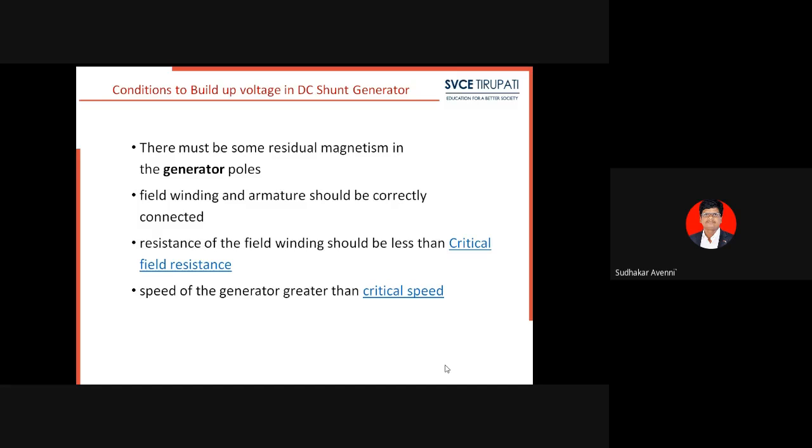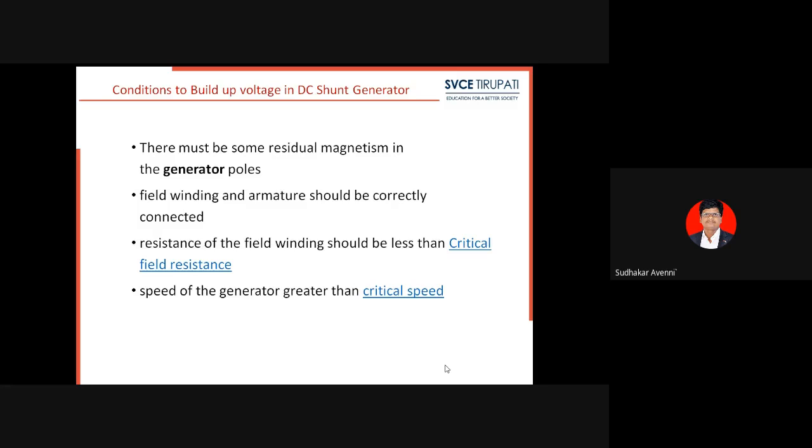And sometimes we may be asked in a question, what are the conditions that fail to build up the voltage? For that reason, again, these four conditions: there is no residual magnetism, the field terminals are wrongly connected, or the total field circuit resistance is greater than the critical field resistance. And the last point, the speed of the generator is less than the critical speed. These are the conditions that fail to build up the voltage.